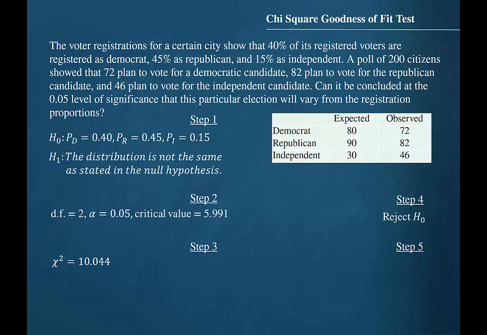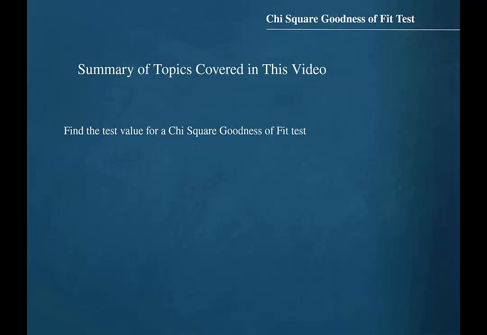Step 5 is to state our conclusion. Since the evidence leads us to reject the null hypothesis, our conclusion would be that the party proportions for this particular election vary from the registration proportions. In this video, we learned how to find the test value for a chi-square goodness of fit test.